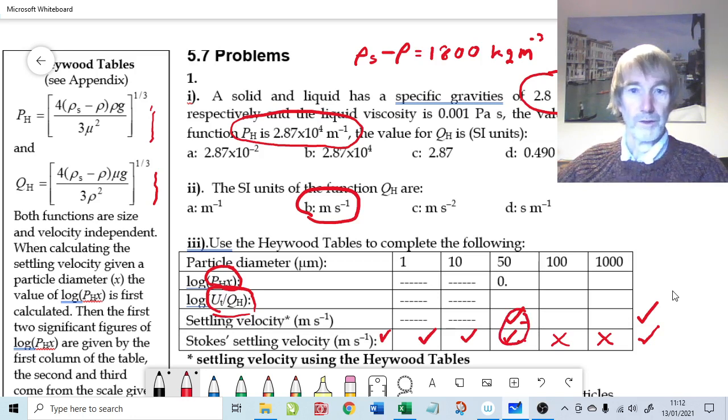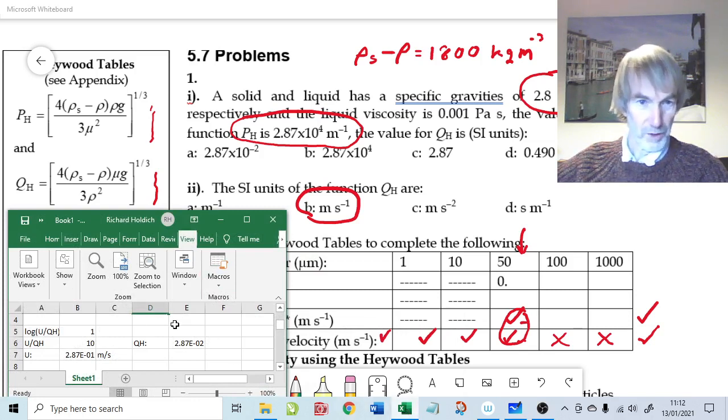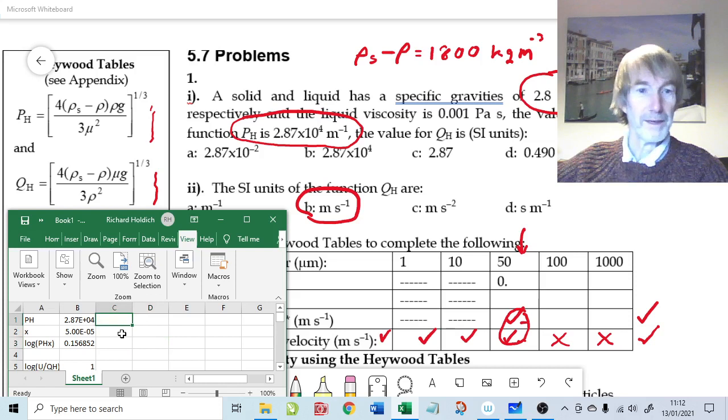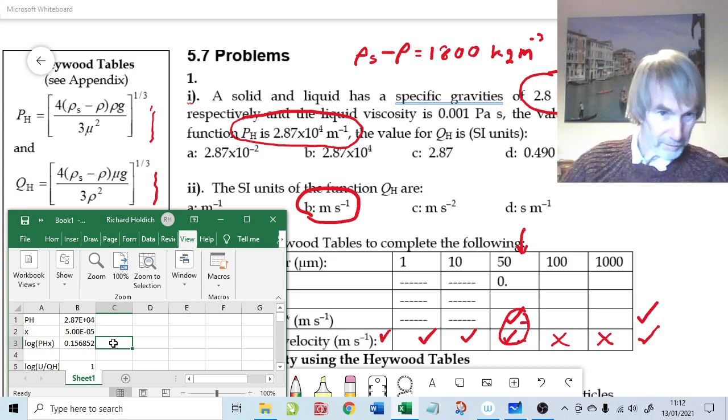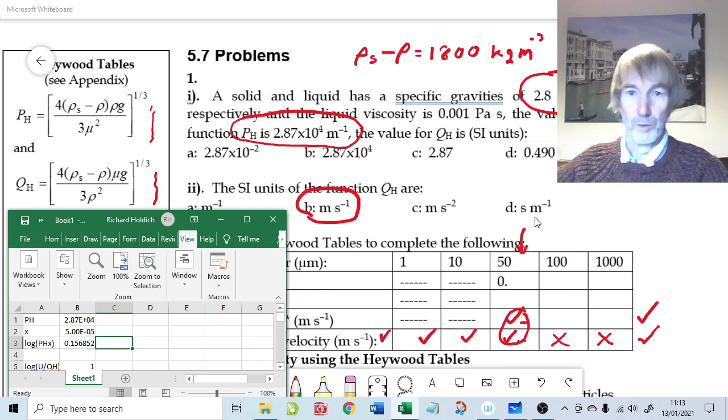Okay, well, we need to do some calculations. Let's just do it on the 50 micron size rather than repeating it for 100 and 1000 as well. What we need to do first of all is to calculate log P times X. We're told the value of P just here. X is 50 microns. So if I kick up the spreadsheet to act as a calculator, we have a value of 2.87 times 10 to the 4. That's our value of P. The value of X is 50 microns. That's 5 times 10 to the -5 meters, because we're going to be in SI units. And the log to the base 10 of that is 0.157. So P times X is 0.157.